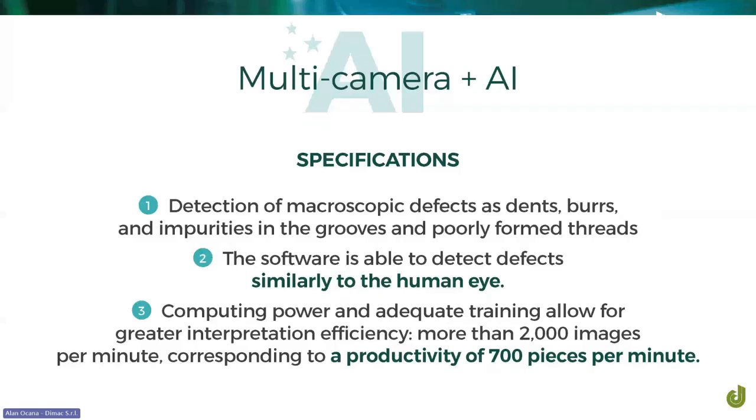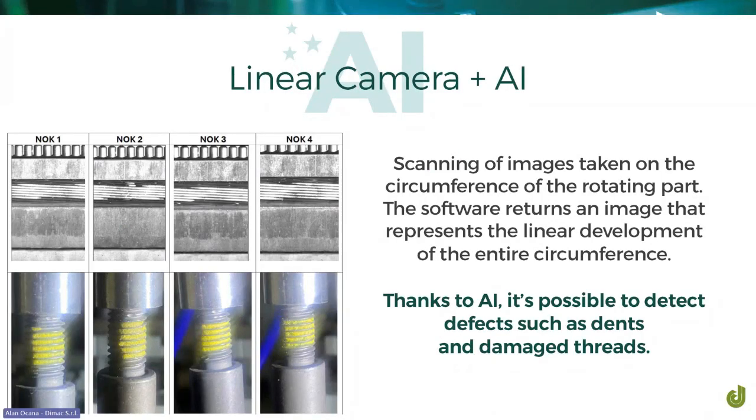Great. And I'm back. So let me share with you one last slide, especially for those who may not be familiar with the concept of a linear camera. As you can see in the image, this is a slightly different type of camera. It captures a sequence of images along the entire circumference of the part. The software then reconstructs those into a single two-dimensional image, a linear representation of the full thread surface.